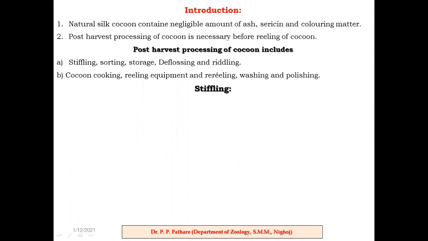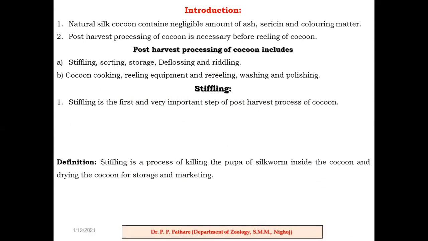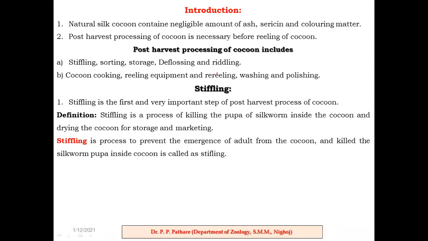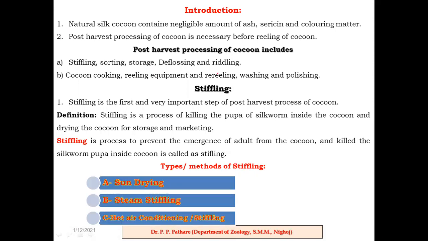post-harvesting process. In the last video lecture, we took the information regarding what is stippling. You know, stippling is a process to kill the pupa inside the cocoon before it emerges as an adult. Then we also took information regarding types of stippling and methods of stippling. In that, we took the information regarding sun drying, then steam stippling, then hot air stippling.